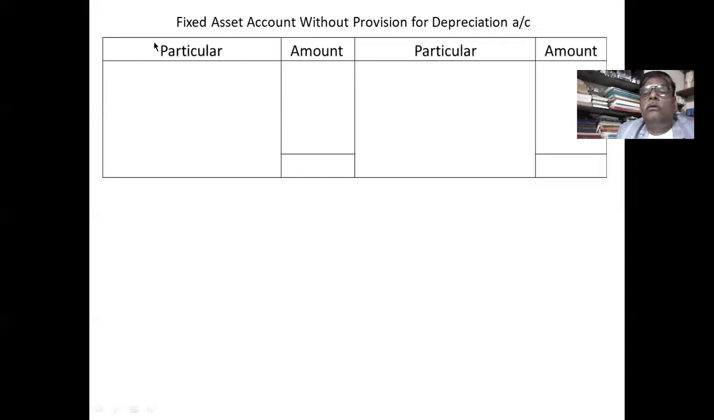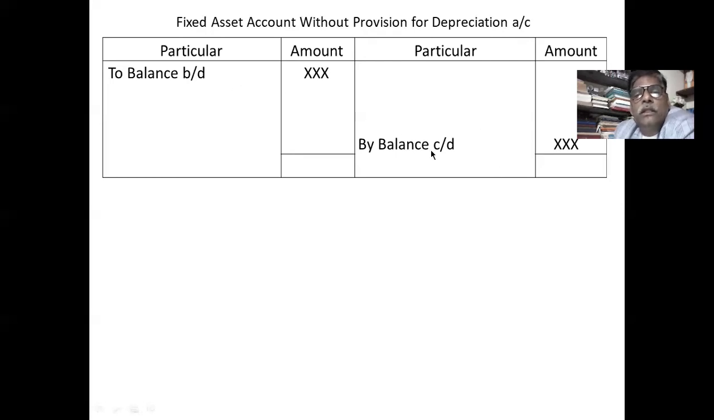This account starts with the opening balance, to balance brought down, which means it is the previous year balance. You take the previous year balance as to balance brought down. Okay. Then by balance carried down. This is the balance of the current year. Last year balance, current year balance. To balance, by balance carried down. Okay.